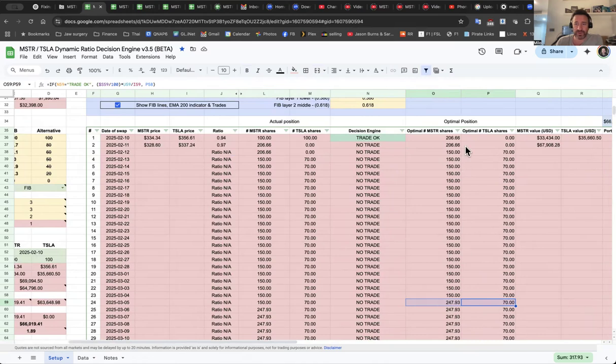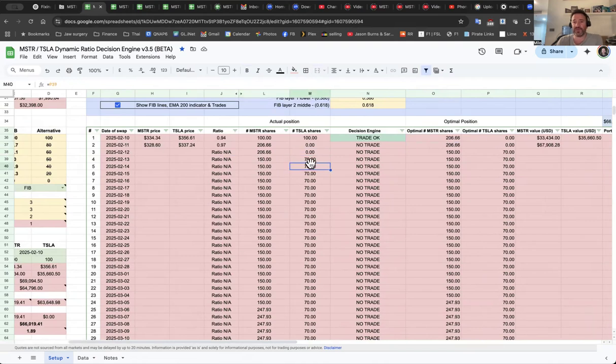Anyway, I'm kind of rambling. The point I'm trying to make is that you can use this table in two different ways. One is just to blindly follow what it says, and then just swap backwards and forwards between the shares based on what it's saying here, which will then feed into this bit, which is your actual position.